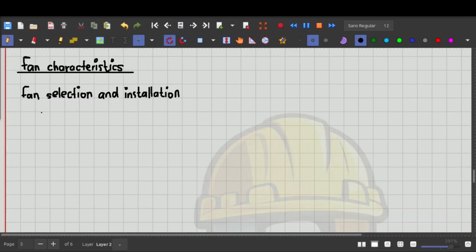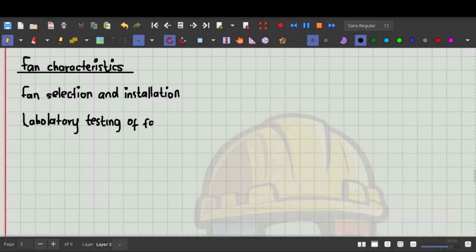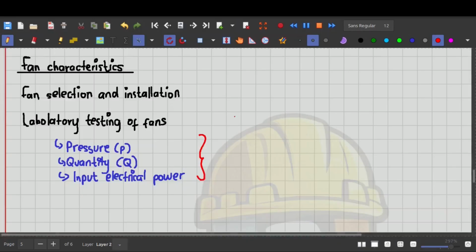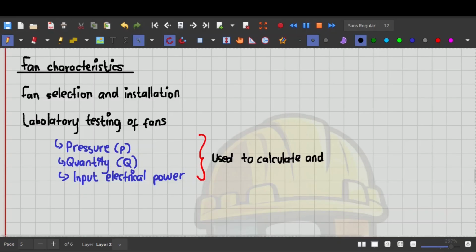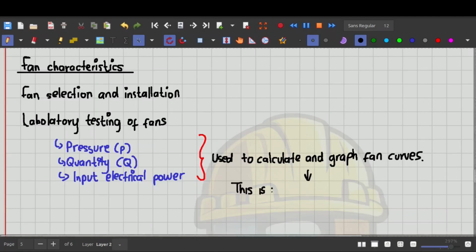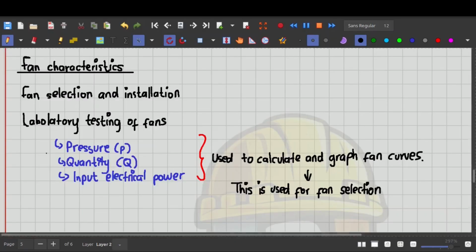These fans are tested in a lab, and there are variables that we are recording during this test. This would be the pressure, the quantity, and the input electrical power. We would graph these variables, and these graphs would then be called our fan characteristic curves or fan curves. These are essential tools required to make the correct choice of the fan for a given mining situation.